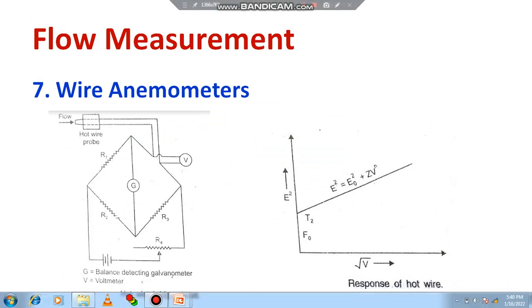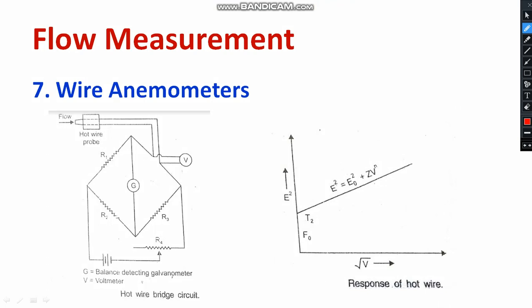You can see the typical representation of a wire anemometer. We can see the hot wire probe, which is made up of tungsten. The fluid flow goes through this hot wire probe. As the temperature changes, the resistance of the wire also varies. This is your galvanometer, and you can see the Wheatstone bridge with R1, R2, R3, and one more resistor. And this is your voltage source.